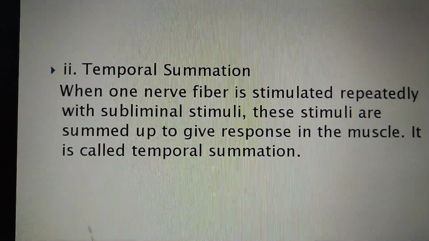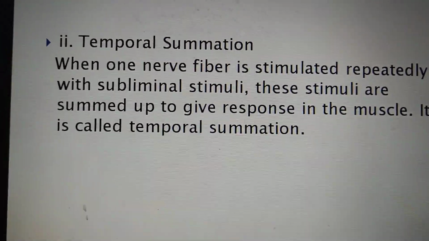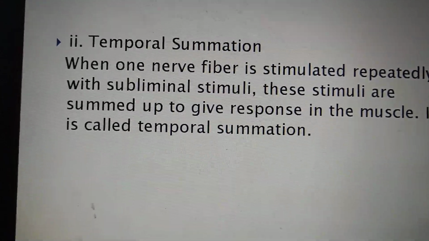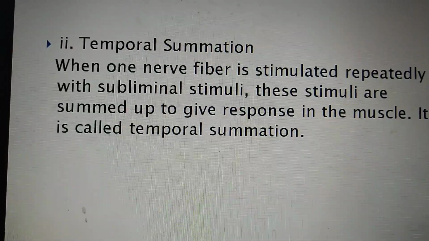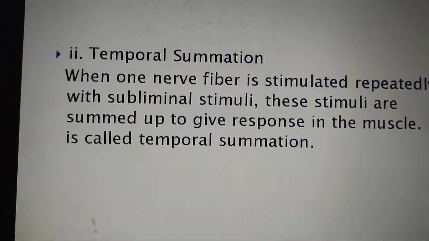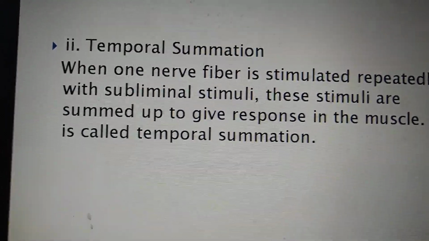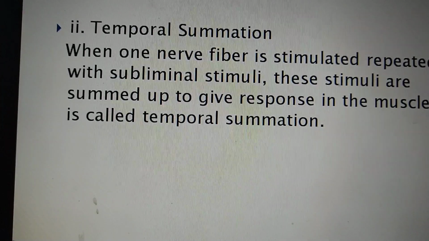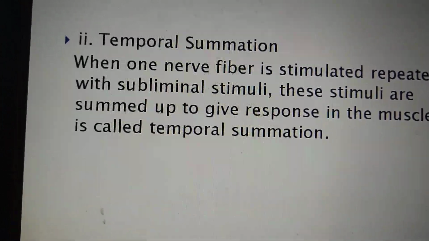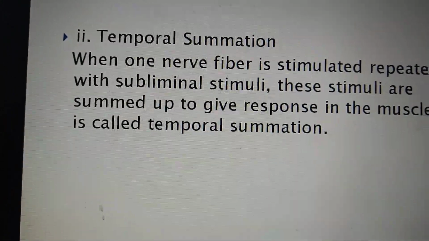Then the next one is temporal summation. Here, when one nerve fiber is stimulated repeatedly with subminimal stimuli, these stimuli are summed up to give a response in the muscle. It is called temporal summation. So when a nerve fiber is stimulated repeatedly with subminimal stimuli, then that nerve will give a response or reflex. That is called temporal summation.